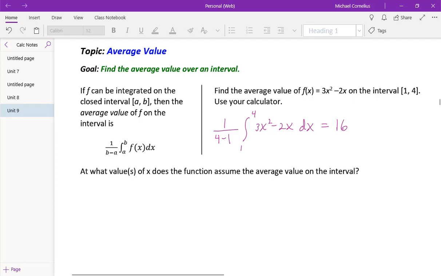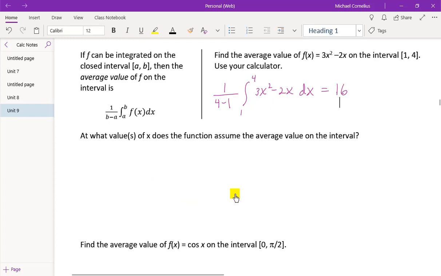Then it says, at what values of x does the function assume the average value on the interval? If you look at this, what they're asking is if we take our average value, 16, and we set this equal to the function. So they're saying f of x assumes the average value. So when does it equal 16 in that interval?